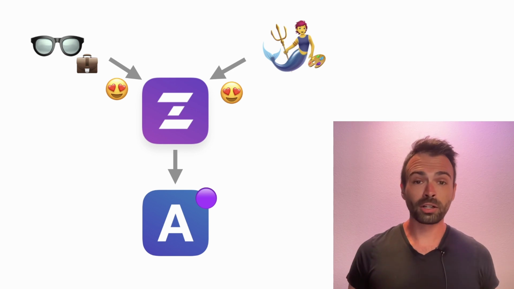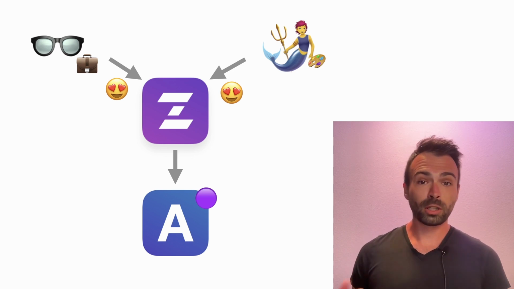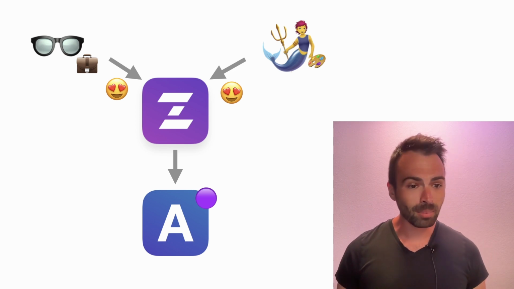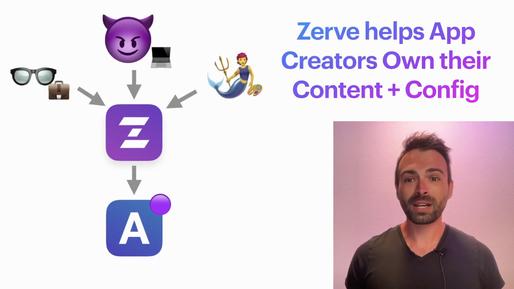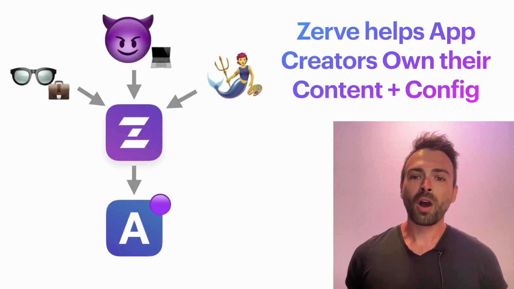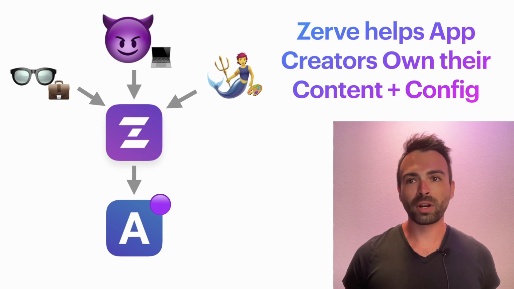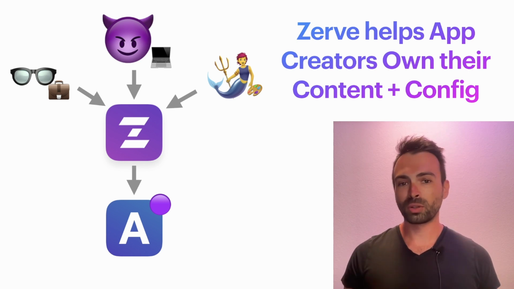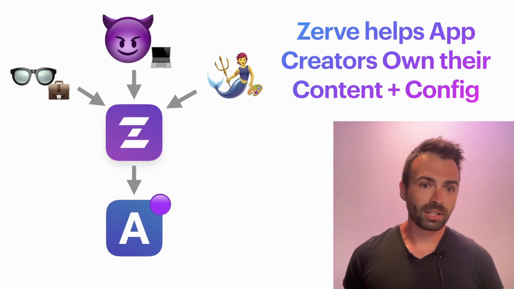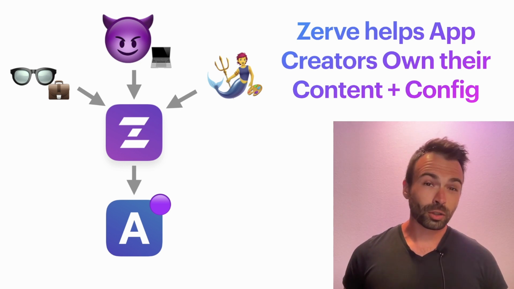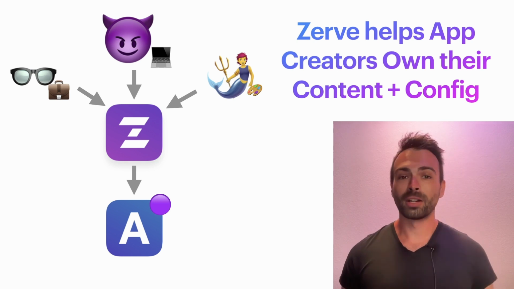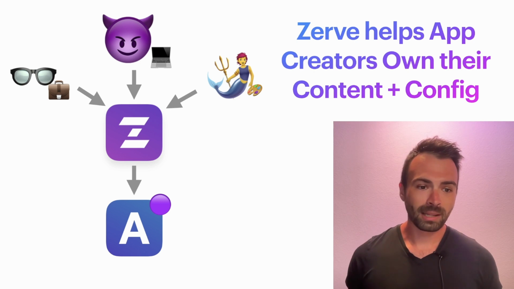Maybe changing colors, maybe changing the configuration of different layouts, or maybe just changing the different text strings that appear in the application. So yeah, that's how Zerve fits into your existing workflow. And that's how Zerve helps app creators own the content and configuration of their application by providing a more streamlined process to update the content rather than going through the deployment workflow. Really, everyone in the organization should love a tool like this because it helps the business people, it helps the designers, and it also helps the developers waste less time.